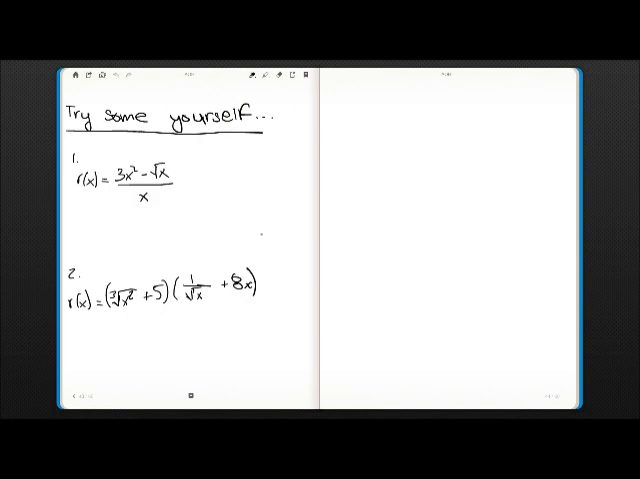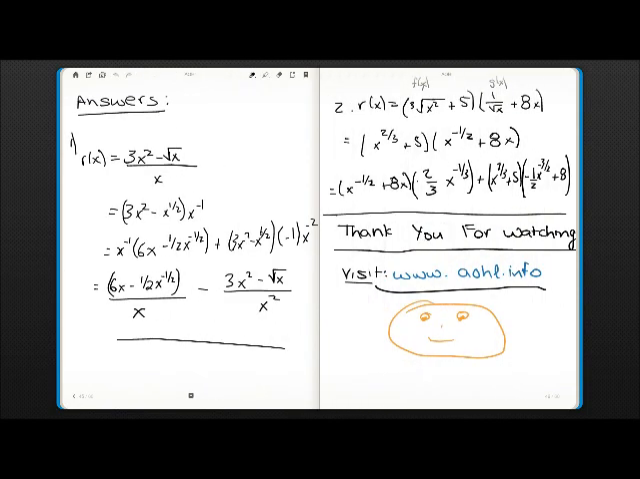So now I'm going to show you the answers. And here are the answers. The first one is 6x minus 1 half x to the power of minus 1 half, all over x, minus 3x squared minus root x, all over x squared.